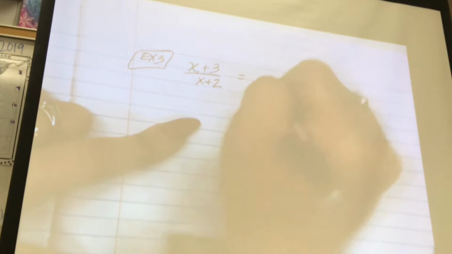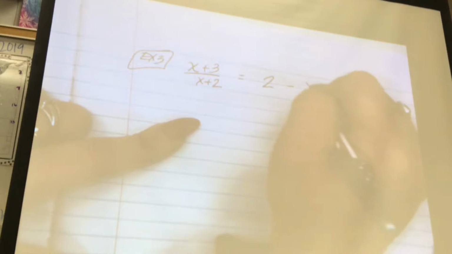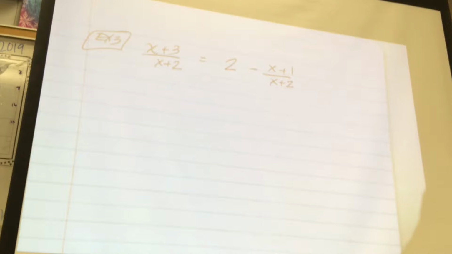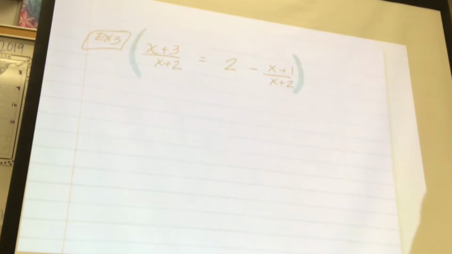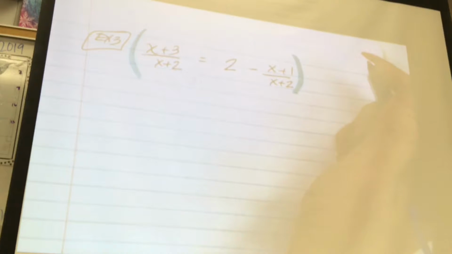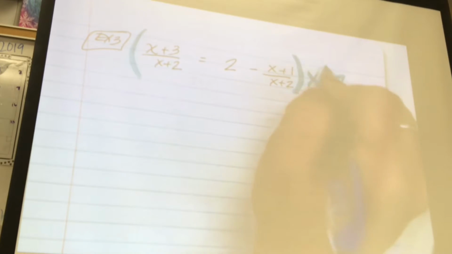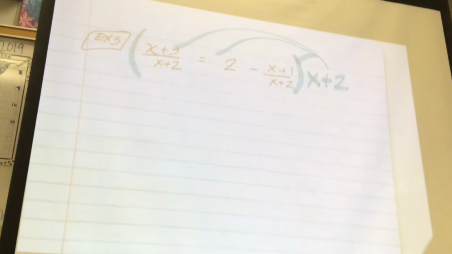So I have x plus 3 over x plus 2 equals 2 minus x plus 1 over x plus 2. Very similar to what we just did. Kaya, what's going to be my least common denominator they're going to multiply everything by? Yep, good job. So I want to multiply everything by x plus 2. Kirsten, are you with me? Are you good?